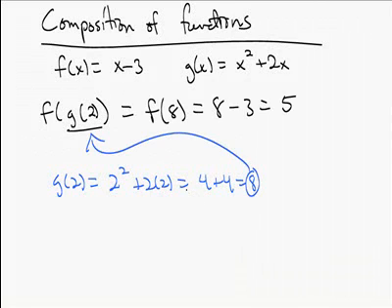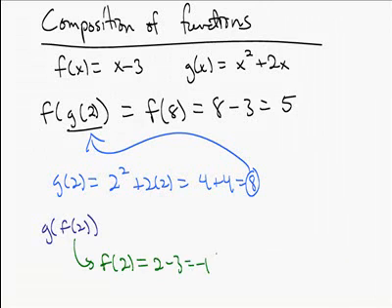Now, what happens if I take g of f of 2? If I go in the opposite direction, g of f of 2. Well, here I'm going to work from the inside again. So we're going to take f of 2 first. F of 2, according to the formula, is 2 minus 3, which is -1.